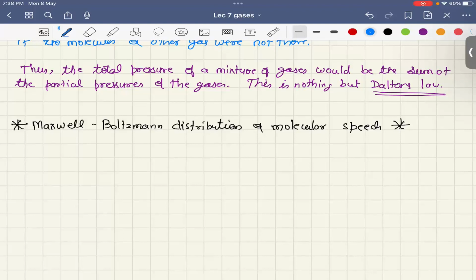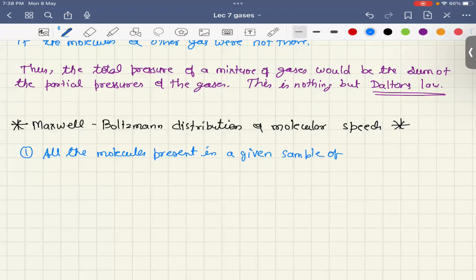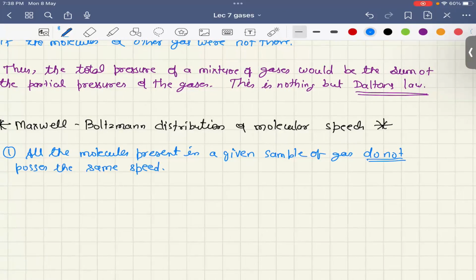You should write it down. All the molecules present in a given sample of gas do not possess the same speed, right? The speeds of individual molecules are different and are distributed over a wide range. Even if all the particles had the same speed, due to molecular collisions, they will have different speeds, right?